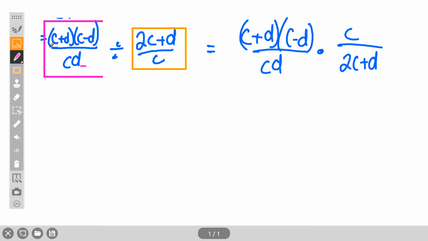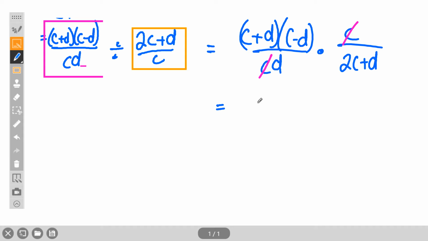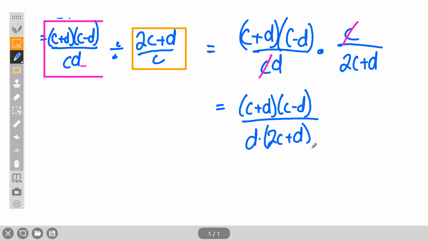Everything's already factored here, so I can start canceling out factors. The only factor that occurs in both is c. So what I have left in the numerator, c plus d, c minus d. What I have in the denominator, I have d as a factor, I have 2c plus d as a factor. Multiply everything together. Well, I already know that the numerator multiplies to c squared minus d squared. I factored it, so I know what it multiplies to.